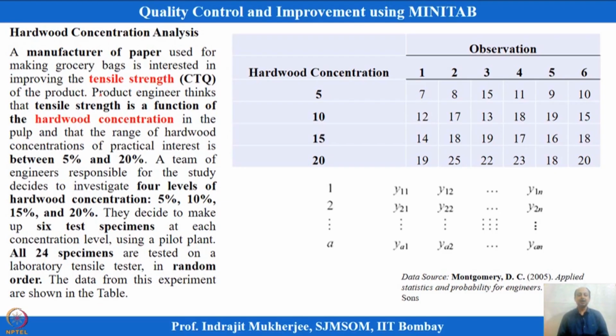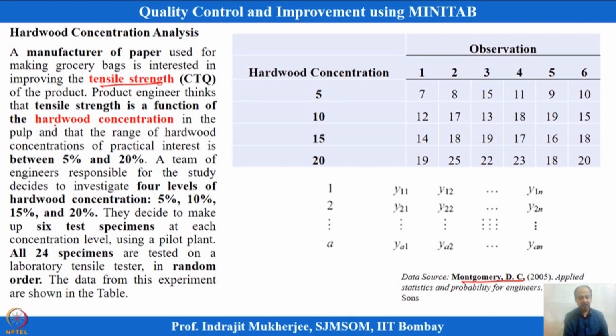What we are doing here is analyzing variation. We are trying to report whether there is a difference between means, but the variance information is used for that. That is why it is called analysis of variance. This is one example taken from Montgomery's book, where the tensile strength is what I want to maximize.